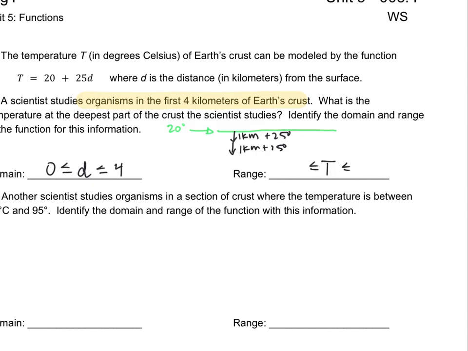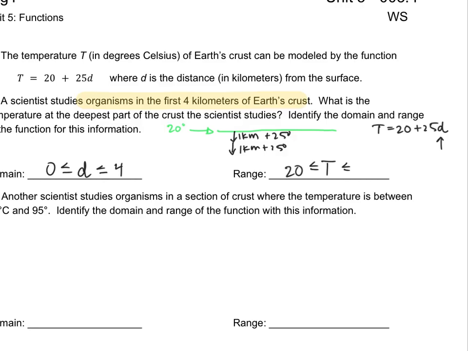And so I can take these numbers, 0 and 4, and plug them into this function. So if I were to write it over here, t equals 20 plus 25d, I would begin by putting 0 in for d. 25 times 0 is 0. 0 plus 20 is 20. So that means at a distance of 0 kilometers, the temperature is 20 degrees Celsius, which is also what we talked about in this picture.